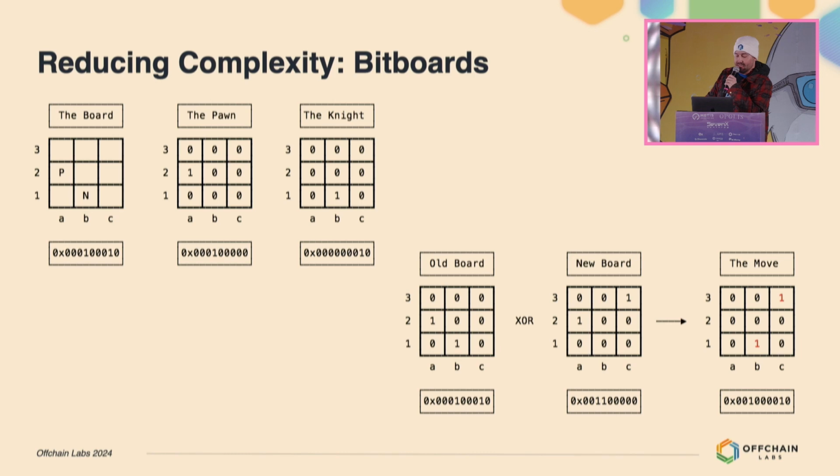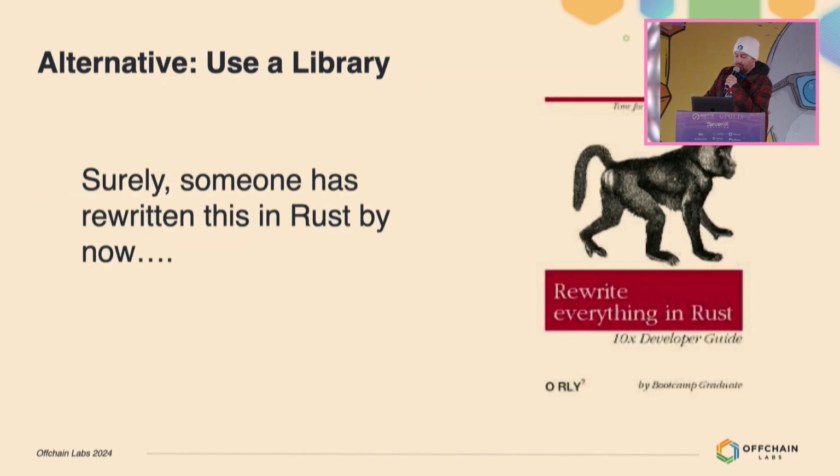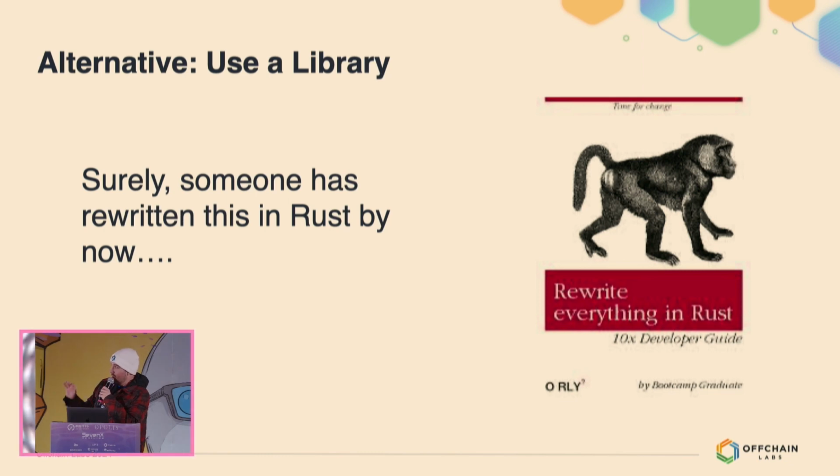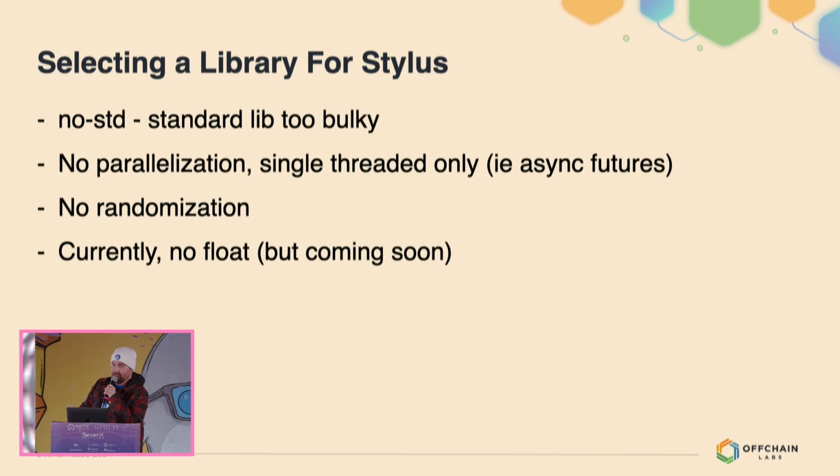It's a very cool technique to understand. The other alternative is you can just use a library, because somebody's probably already rewritten this in Rust by now. Rust has a nice package registry called crates.io, and if you want to use a library, you just look for certain things. When you're looking for a Stylus implementation, you have to look for something that doesn't use the standard library usually, because it can be a little bulky for onchain.